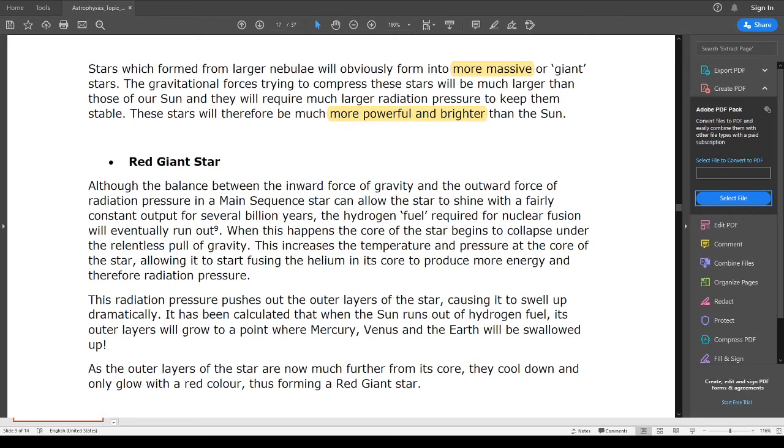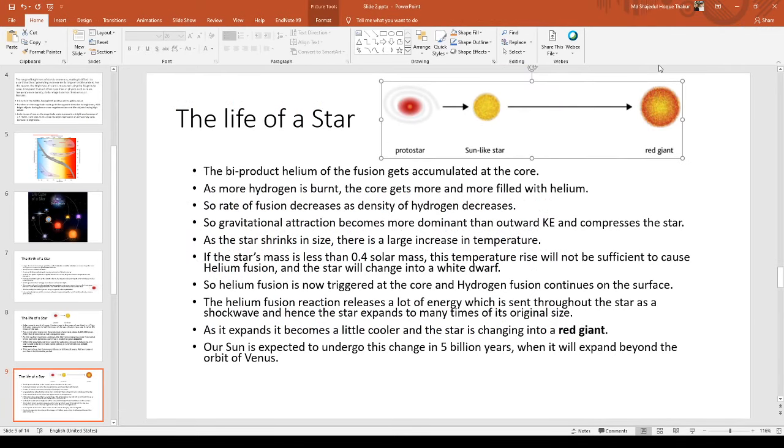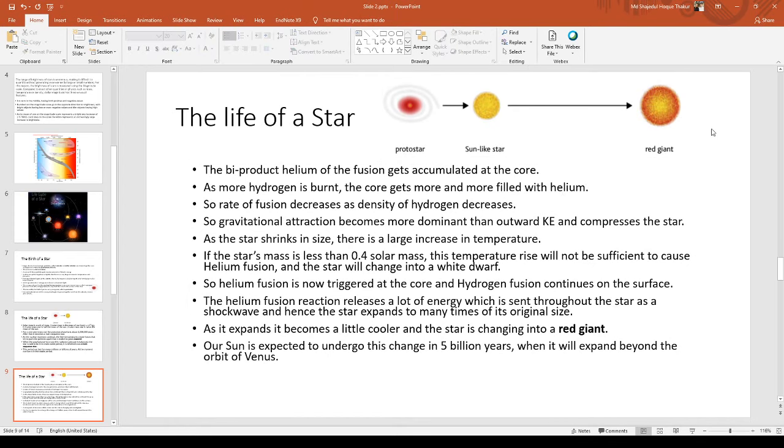Okay. Now, the life of a star, protostar to sunlike star. We have covered this far. Oh, sorry. Yeah, we've covered up to here: protostar to sunlike star. But now to red giant. Now this is the point where we start talking about the future. Of course, these are scientific predictions with the best scientific knowledge that we have so far.